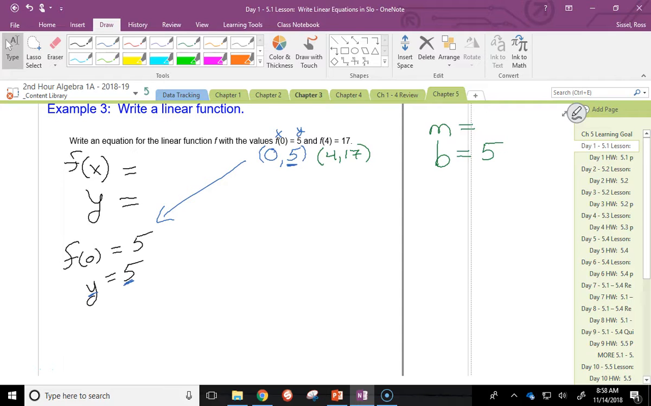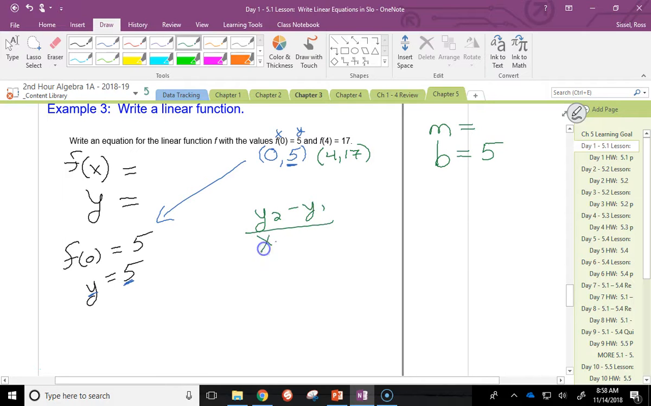Slope. Can we find the slope of this line? Yes. How do I find the slope? What am I going to use to do it? y2 minus y1 over x2 minus x1. Good. And let's just input here. This is x2, y2, and x1, y1, because it came first, second. So y2 is 17 minus y1 is 5. x2 is 4 minus x1 is 0.